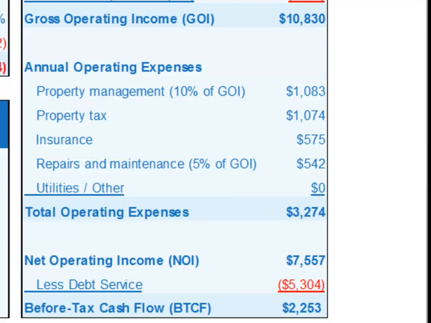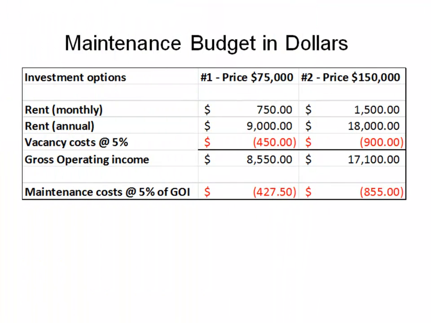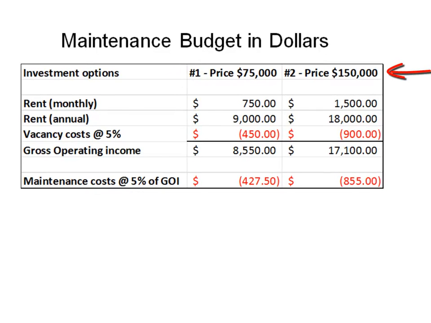Another factor to consider with respect to maintenance costs is the cost of the repair relative to the rents received. For example, assume we have two properties. One is a $75,000 home with $750 in rent, and the other is a $150,000 home with $1,500 in rent. Both have been recently renovated, and we decide to use 5% as a maintenance factor for both.